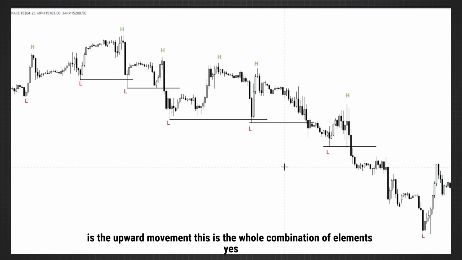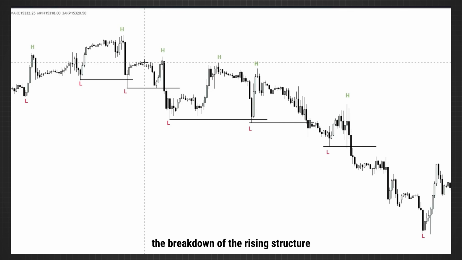This is the whole combination of elements. Yes, the breakdown of the rising structure, then the base, this downward movement, then the change of structure. It is all duplicated and repeated on all time frames. So it is absolutely repeated on everything.